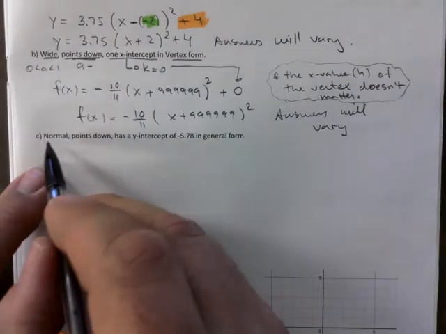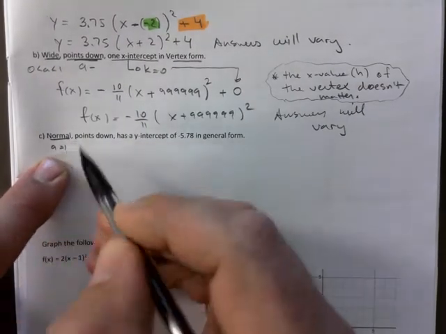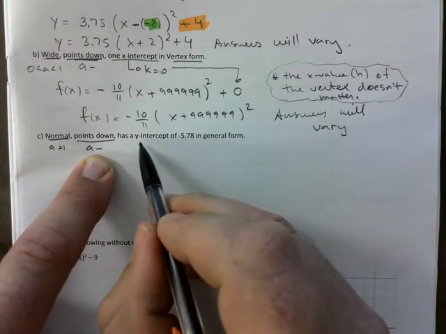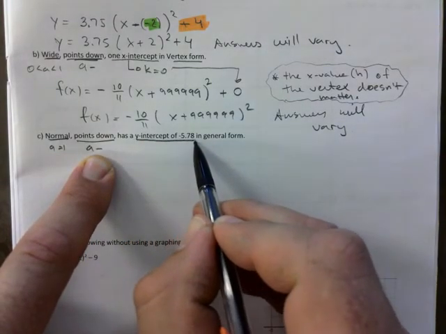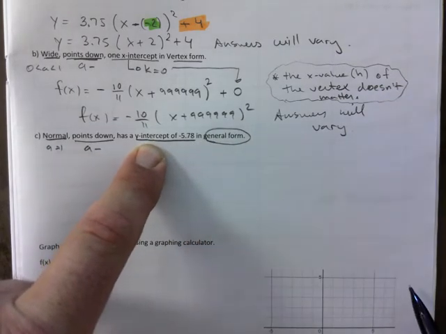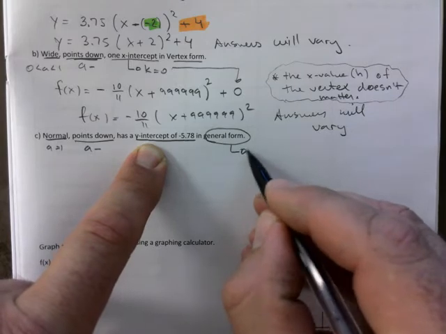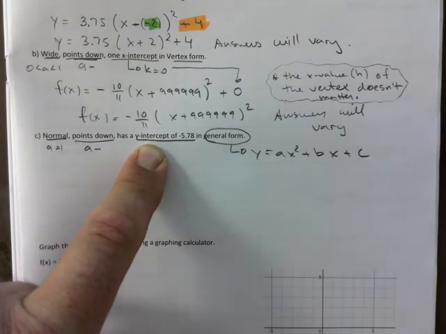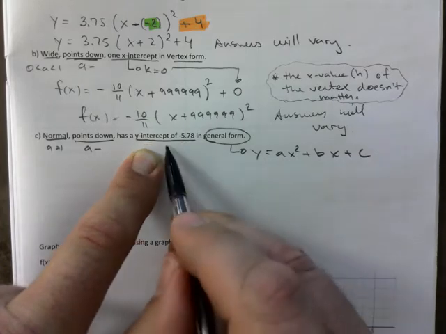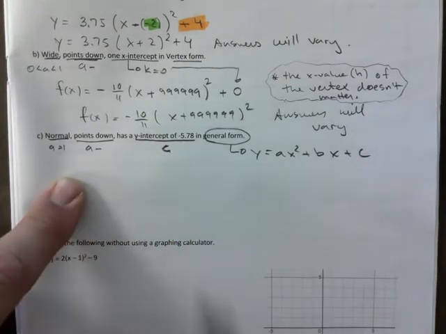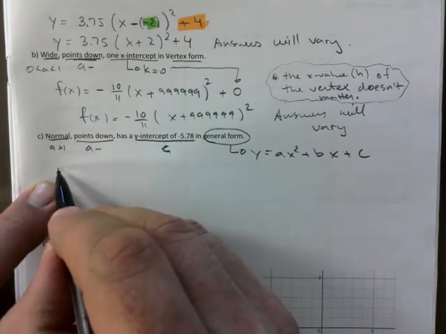Another one, normal, points down, that means A is going to be negative, has a y-intercept of this. Wait a minute, y-intercept? Oh, it's general form. That's fine, I can handle that, right? So general form looks like this. The y-intercept is really, they're giving you the c value, okay? And so let's try this.